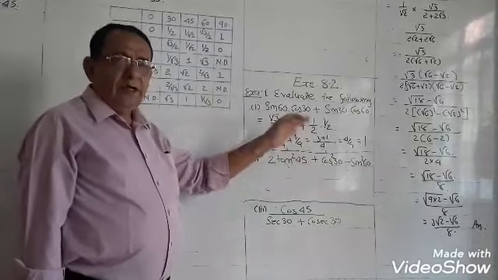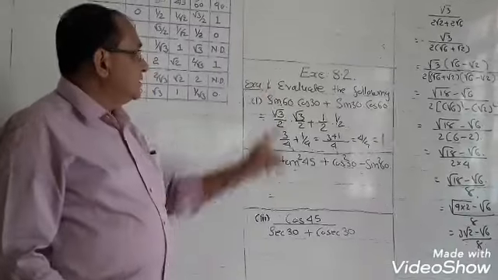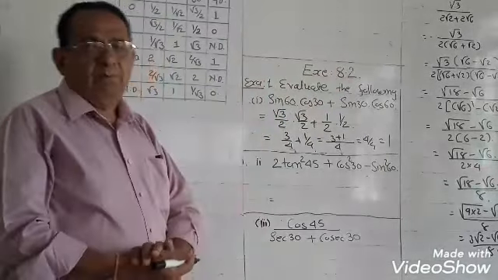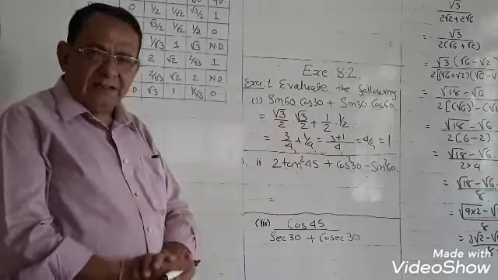Nothing more to do. Substitute the values and simplify. This completes exercise number 8.2. Like this, only these two sums.